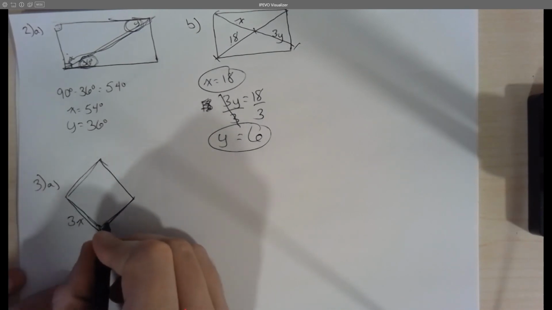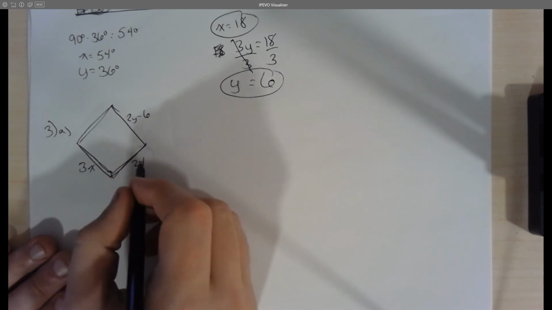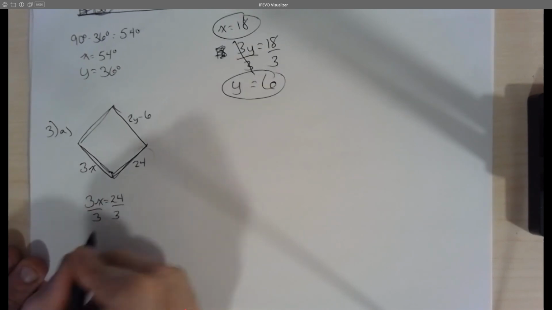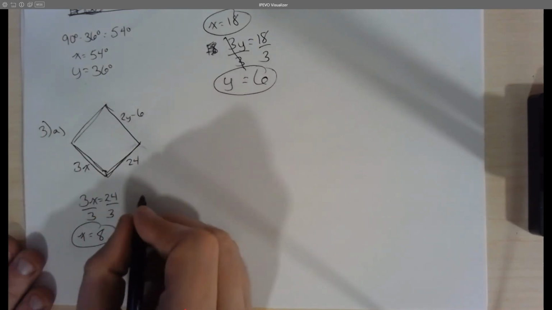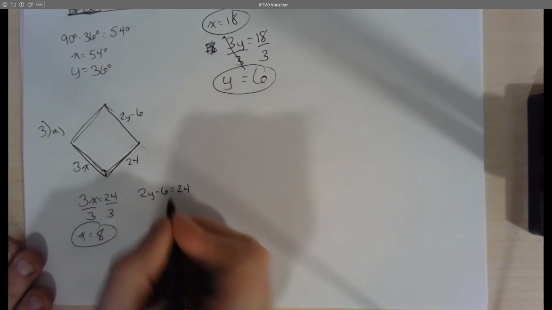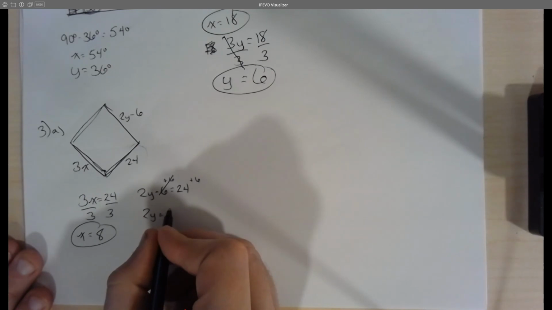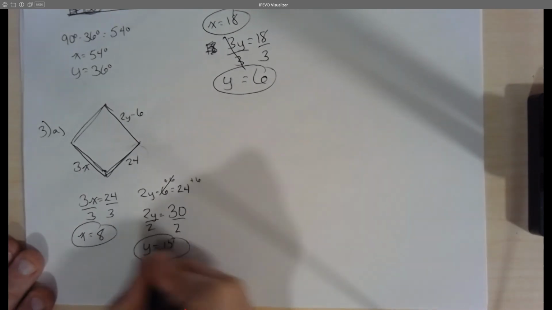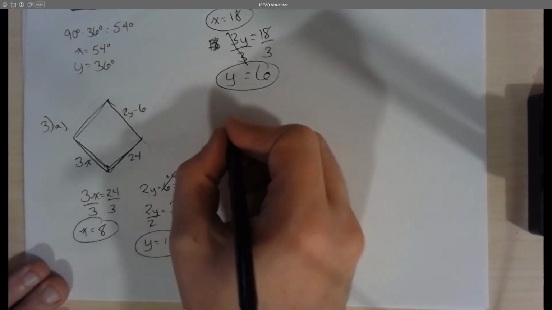We're given side lengths 3x, 24, and 2y minus 6. Because all the side lengths are going to be the same length, we know that they all have to equal 24. So the first one, 3x equals 24, divide by 3, and I figure out that x has to be 8. For this one here, 2y minus 6 also has to equal 24. Start by adding 6 to both sides to eliminate that part. 2y equals 24 plus 6, or 30. Divide by 2, and y has to equal 15. So that would be how we would solve the missing side lengths in that particular rhombus.